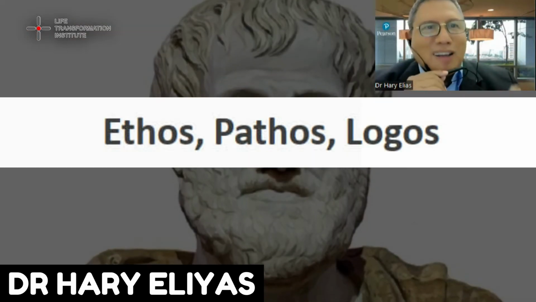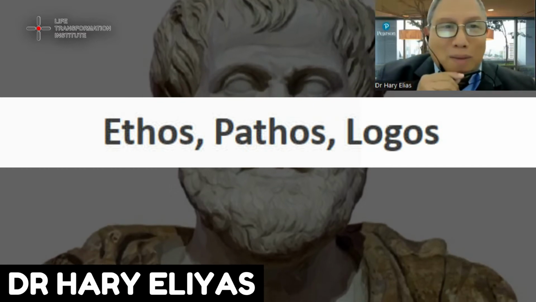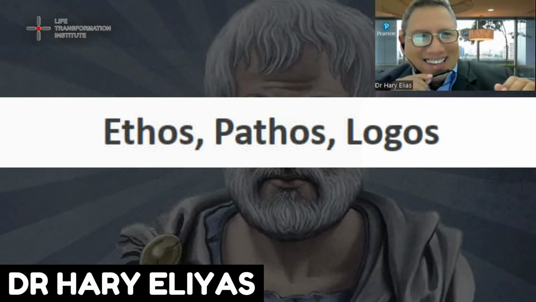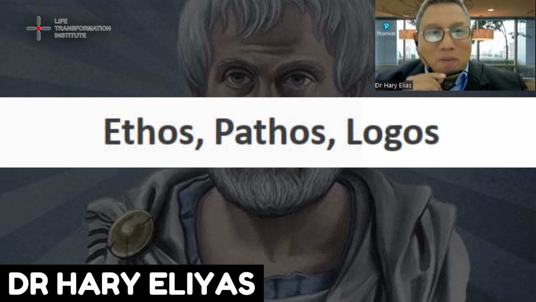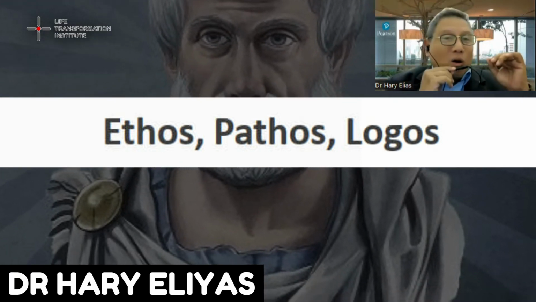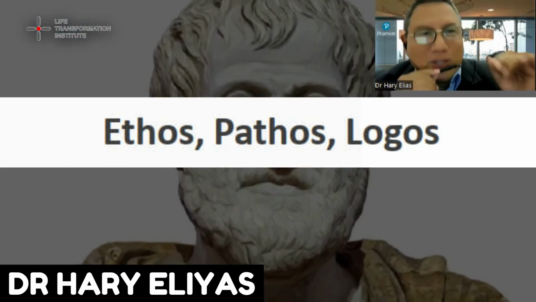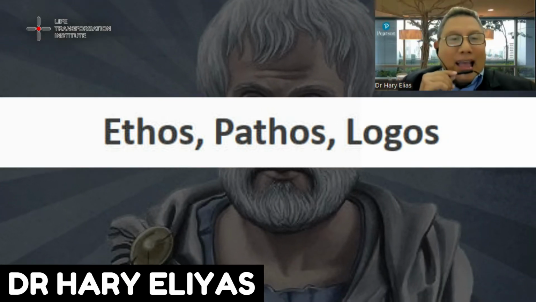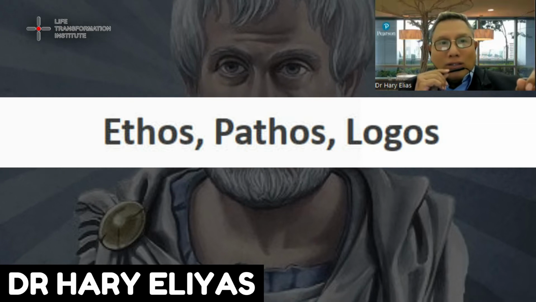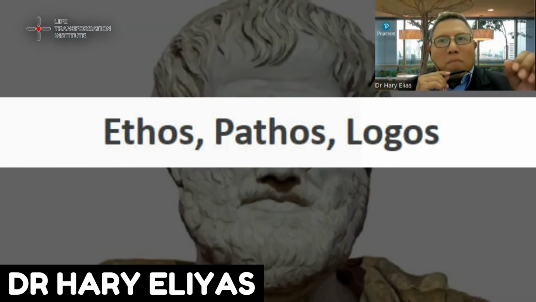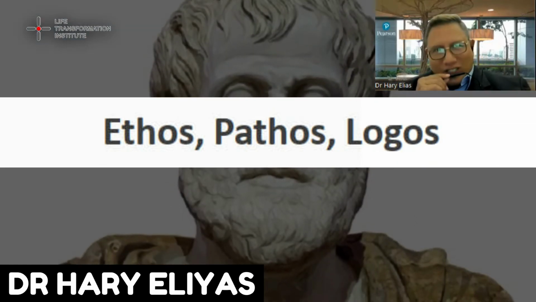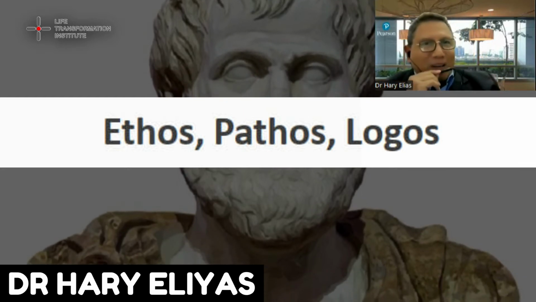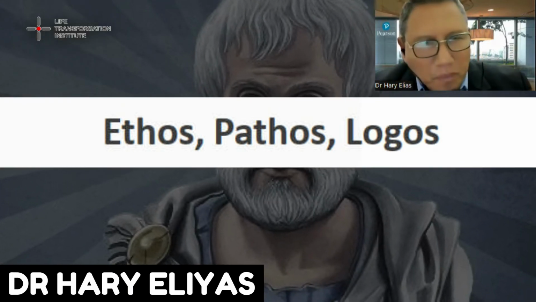Then we have dari 2,500 tahun dahulu, Aristotle. And Aristotle's way to persuade people is called rhetoric. And he uses something called ethos, pathos, and logos. So we're going to look at that approach to persuasion.